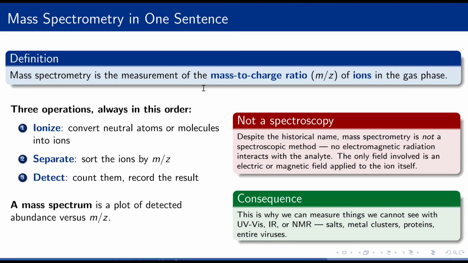Third, gas phase. Ions must be desolvated, floating freely in vacuum. You cannot put a solid or a liquid into a mass spectrometer. You put in samples that get converted to gas phase ions inside the instrument. Everything in a mass spectrometer is about doing those 3 operations well: ionize, separate, detect. The whole rest of the module is just variations of those 3 themes.